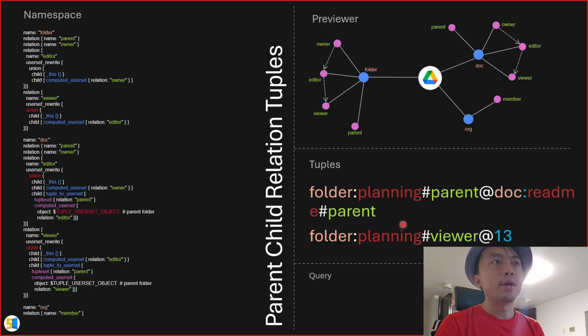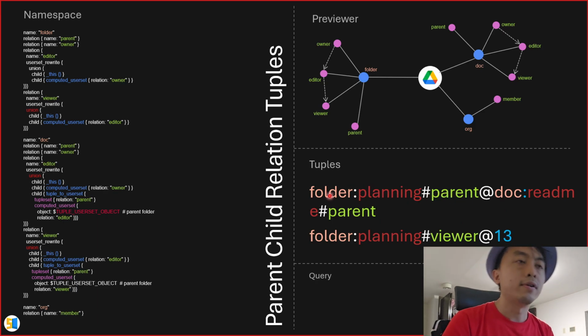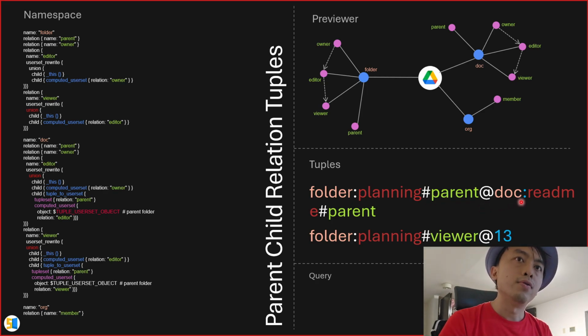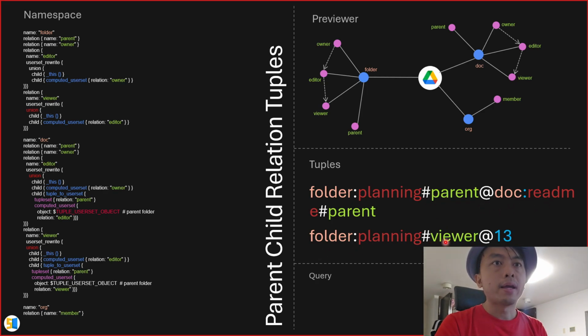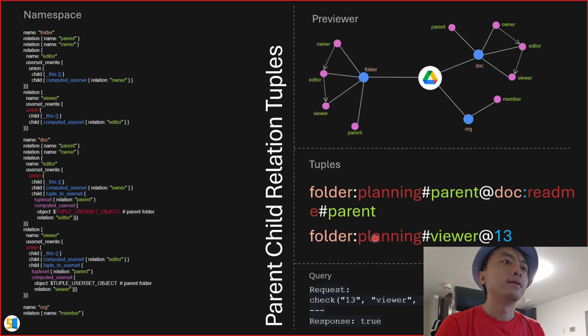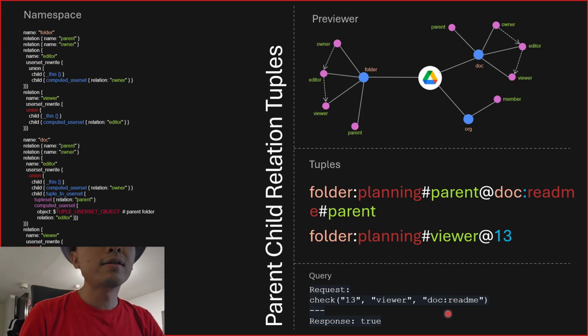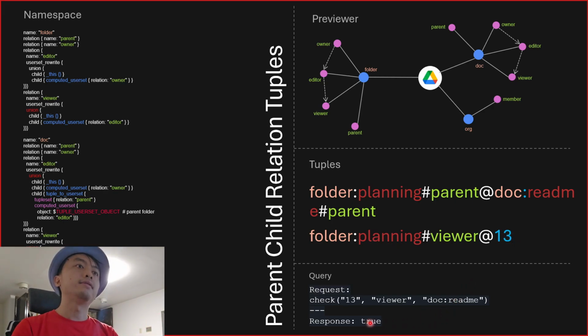So we can write down these tuples as an example. The readme document is a child of the planning folder, or the other way around: folder planning is a parent of document readme. And user ID 13 has viewer access to the planning folder. So we are going to check if user ID 13 has viewer access to the readme document. The answer is true, because the readme document is the child of the planning folder.